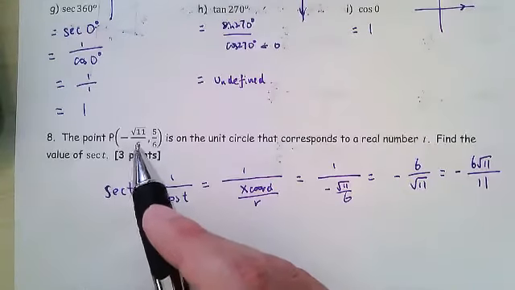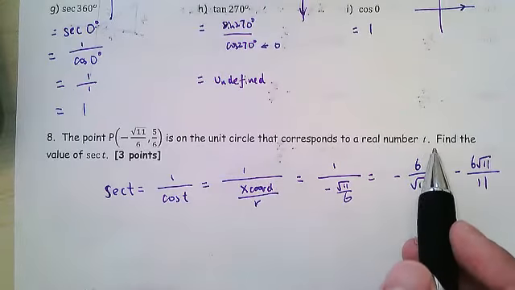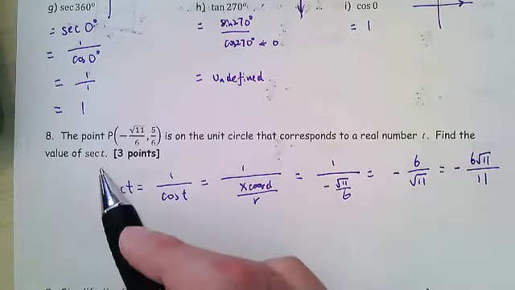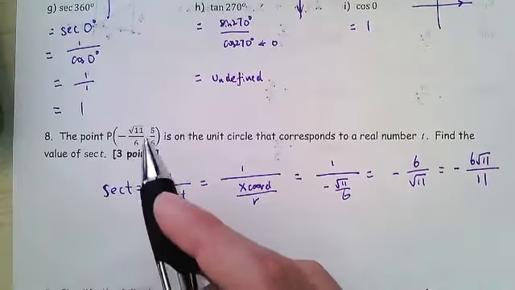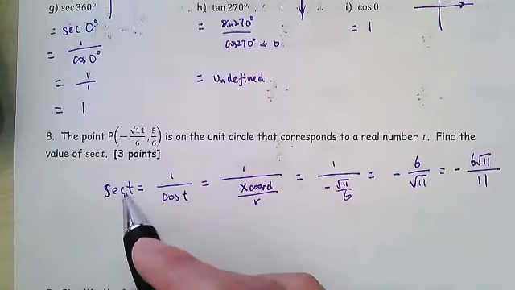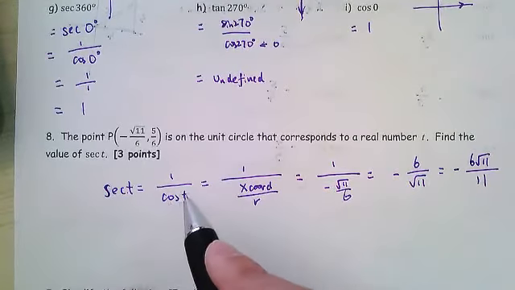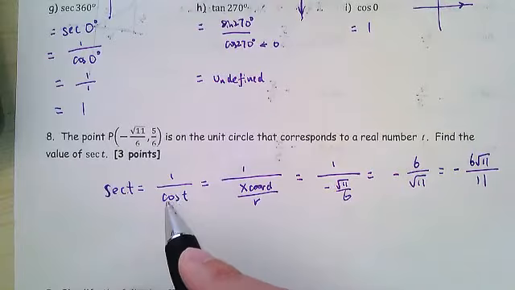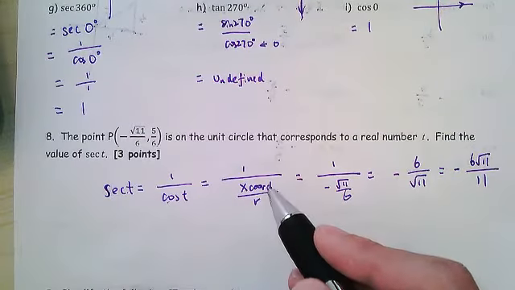Question 8. The terminal point on the unit circle that corresponds to a real number t. Find the secant of t. So what is the definition of secant t? It's just 1 over cosine, right? What is the definition of cosine? It's just the x-coordinate divided by r.